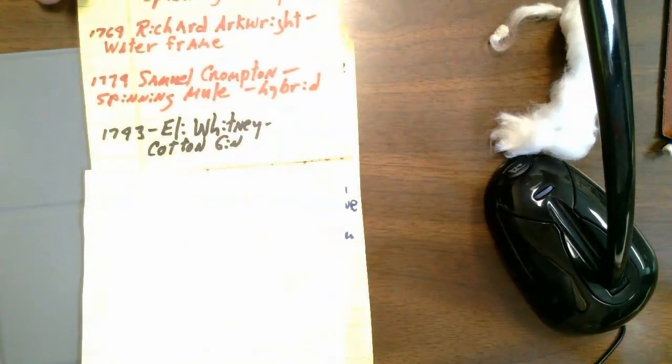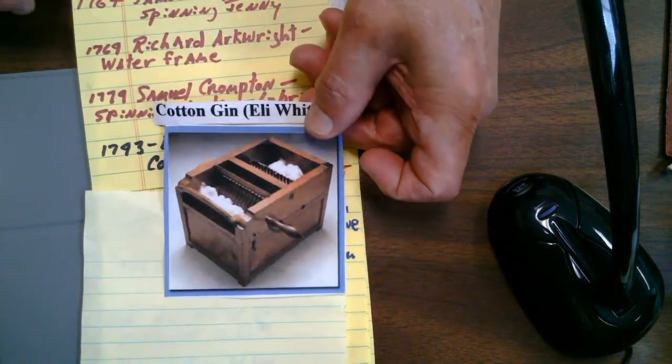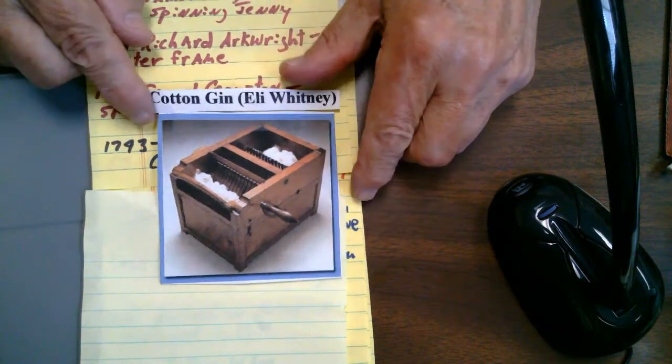And sure enough, the individual that's going to do that, and you all know his name, is a Connecticut Yankee by the name of Eli Whitney. And he developed his cotton gin. And here's what the cotton gin looks like here, folks. And it's a machine, by the way.